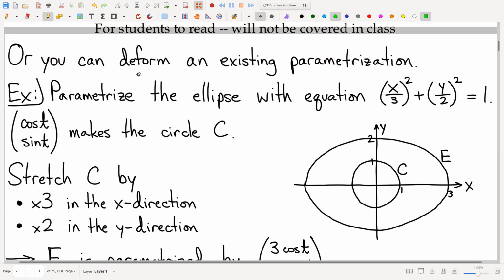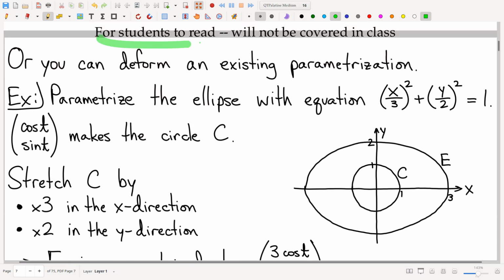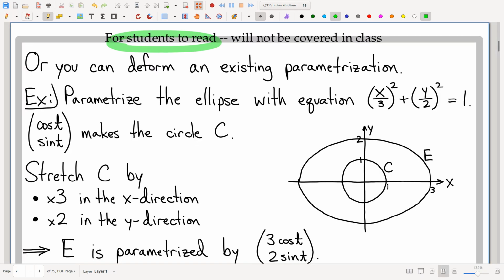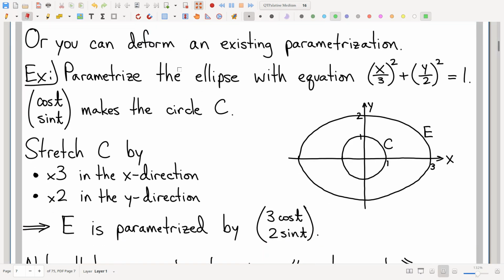Here's another tool for your toolbox. Now you notice this is another students-to-read kind of thing, so I'm going to leave most of the details for you. Let me just hit the button here. There we go. Make sure to read all these details. The big idea here is that if you have a parameterization of one thing, if you deform that thing, you can just correspondingly tweak the parameterization. So, for example, as we just discussed, this parameterizes the unit circle.